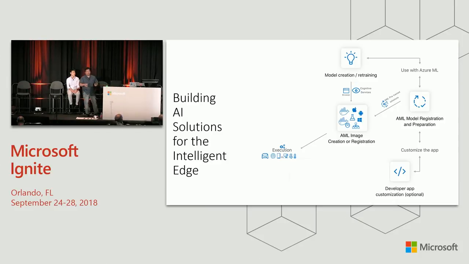You might have trained a model. You might customize an application that uses that model. Maybe you want it to raise an alarm. Maybe you want it to stop the car. Maybe you want it to turn on the light. You just build that application. You give it to us. We package it. We deploy it.